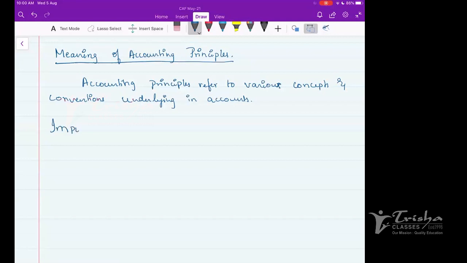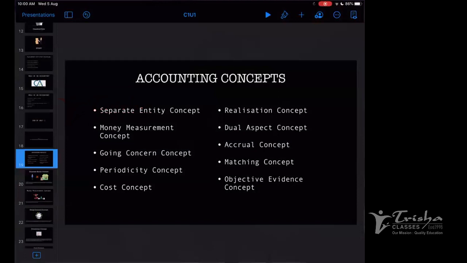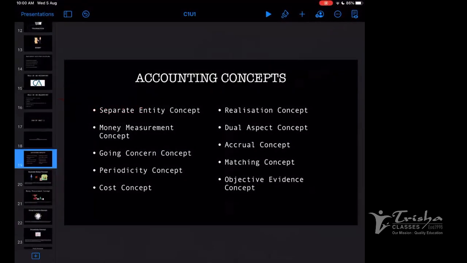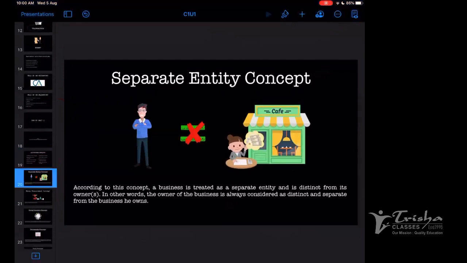Then put the heading important accounting concepts. So you don't have to write this list. We will look at one by one and we will write one by one. First one, separate entity concept. First one is separate entity concept.